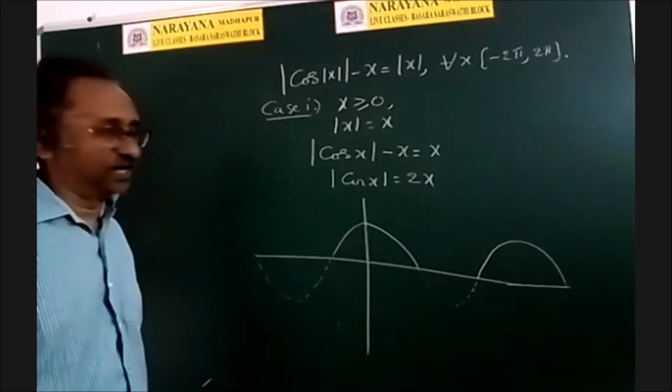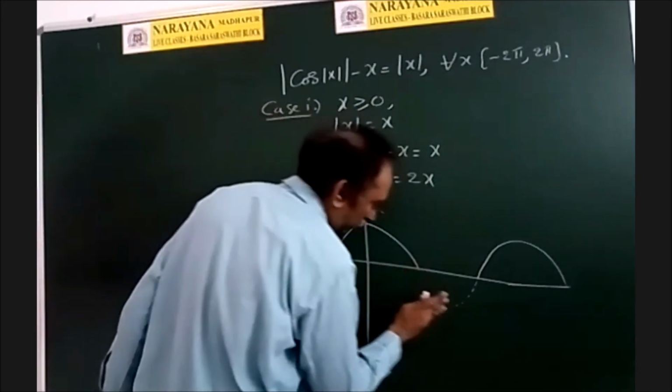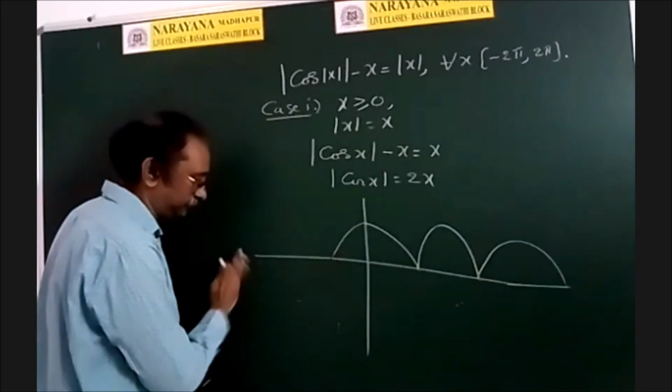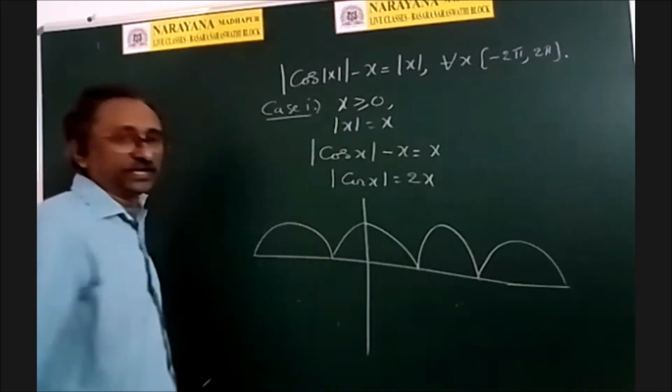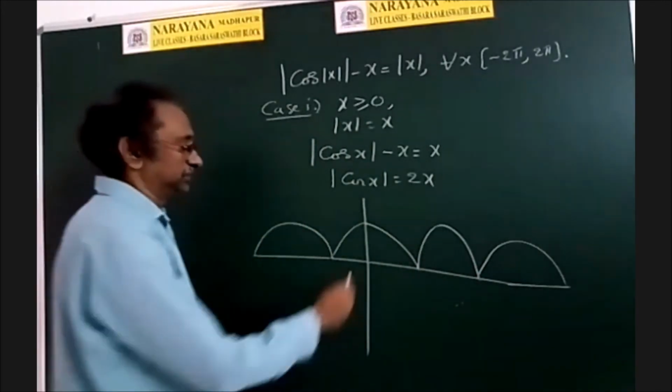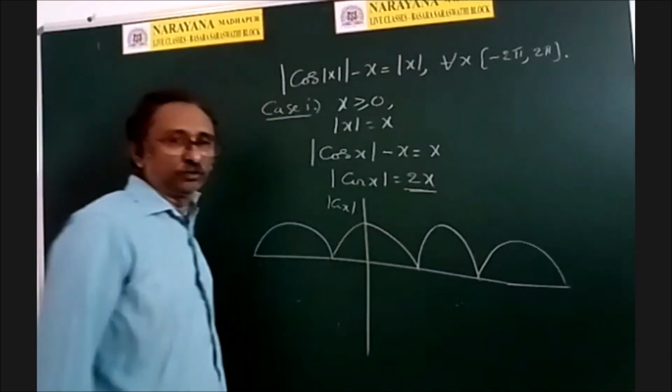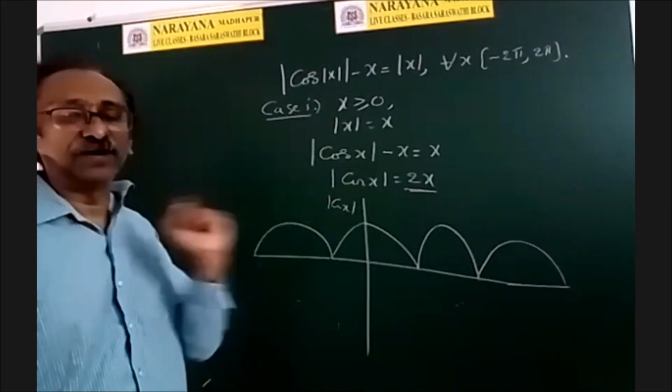So this is the graph of cos x. But we need the mod cos x graph, so the negative values become positive values. So this is the graph of mod cos x. Okay. And what is the graph of 2x? y is equal to 2x. It is a straight line passing through origin.